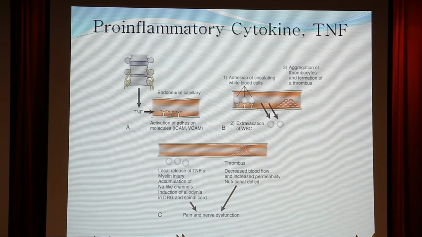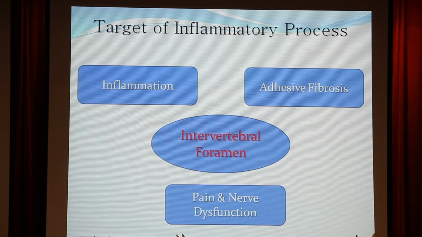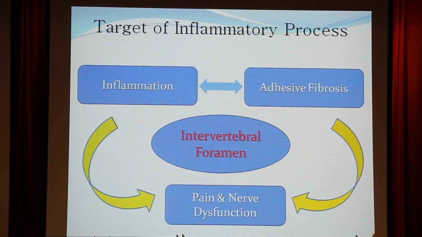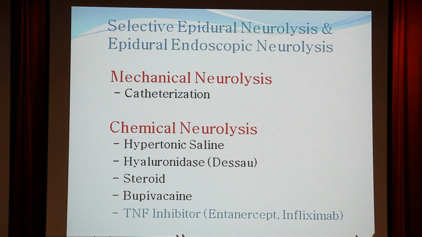So pro-inflammatory cytokines or TNF are very important, causing pain in these patients. Therefore, we have to get rid of the inflammatory process to treat the patient's pain, symptoms and signs. So if the patient has inflammation or adhesive fibrosis in the intervertebral foramen, pain and nerve dysfunction occur. So we have to target the intervertebral foramen to remove this phenomenon. So we perform mechanical neurolysis on the patient. So we use hypertonic saline, hyaluronidase, steroid, and local anesthetic. And in the future, we are going to use TNF inhibitors.